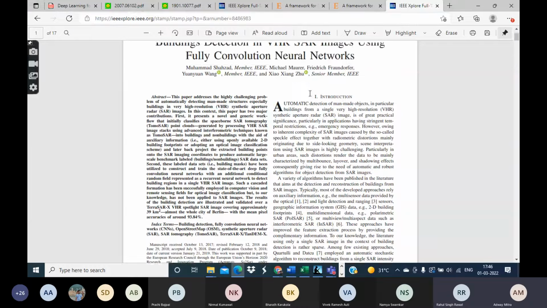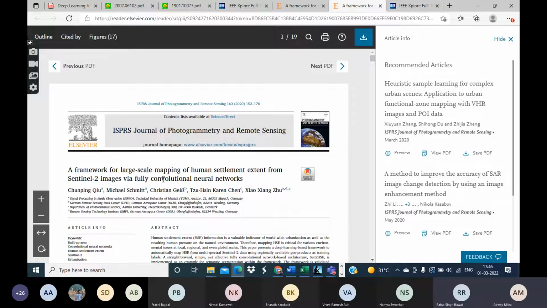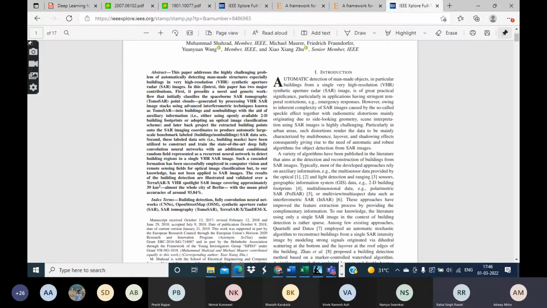The target is very similar to this paper. Here they were looking for built up areas, and here they are specifically looking at buildings. This paper addresses the highly challenging problem of automatically detecting man-made structures, especially buildings, in very high resolution synthetic aperture radar images. The paper has two contributions.